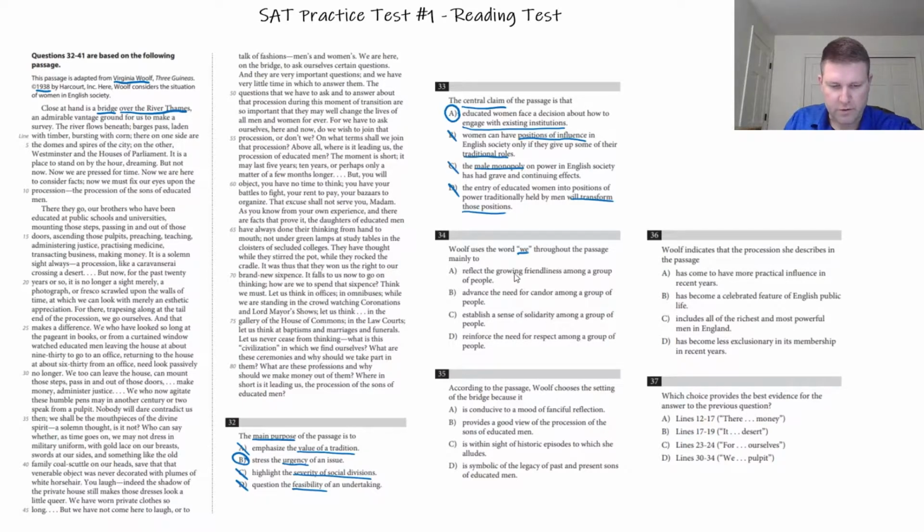Reflect the growing friendliness among a group of people. Growing friendliness is okay, but they didn't say it was growing or anything like that. There's no indication that the women are getting closer, so A, no. Advance the need for candor. Candor is honesty among a group of people. She's never saying that anyone lied or was being deceptive or dishonest, so no.